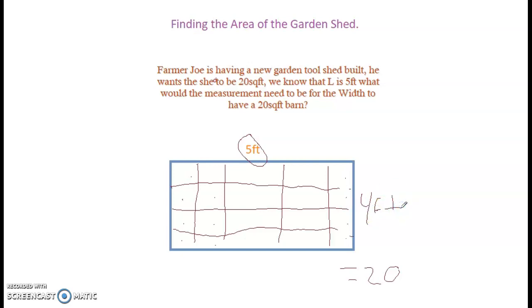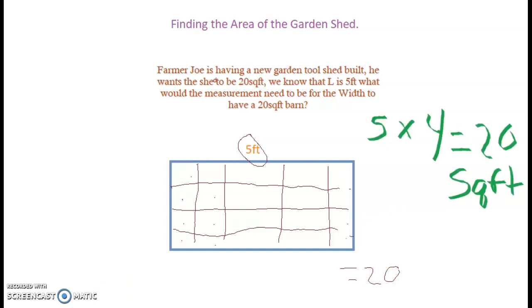tall times 5 foot, the length. So we would have 5 foot times 4 foot, which would equal 20 square foot. I wanted to change up my pen a little bit so that you can see better that it is 5 foot times 4 foot equals 20 square foot of our garden shed.